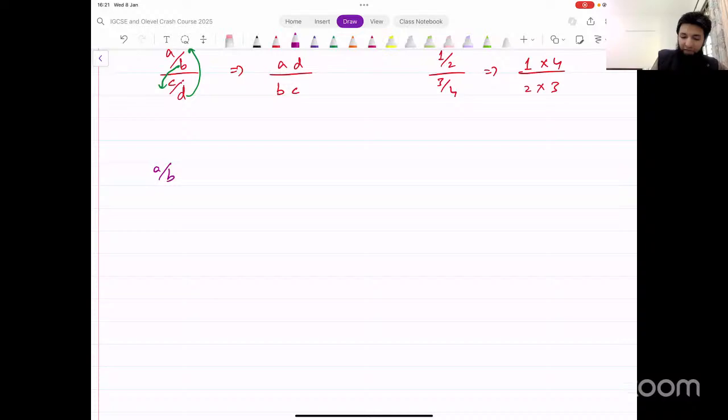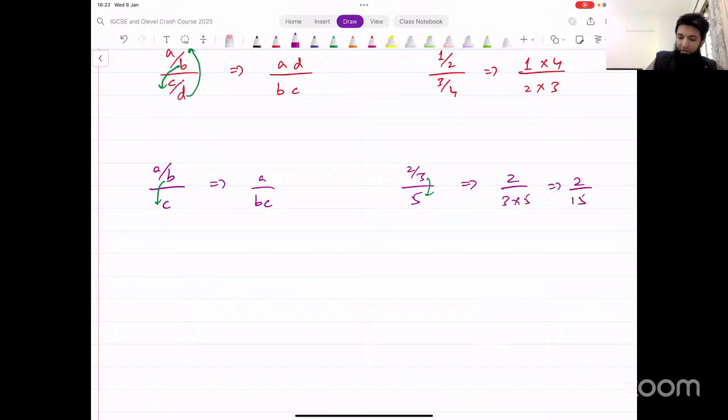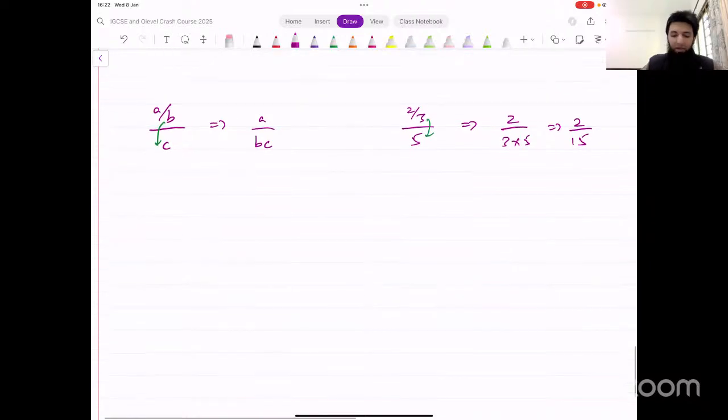Similarly, if you have A over B whole over C, this denominator can go here, and that is going to give you A over BC. Right? So for instance, if you've got 2/3 divided by 5, this denominator can go to the denominator here, and that gives us 2 over 3 times 5, which is 2 over 15. Okay, you can do it slightly quicker this way.